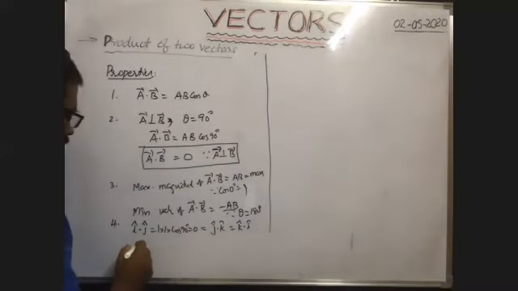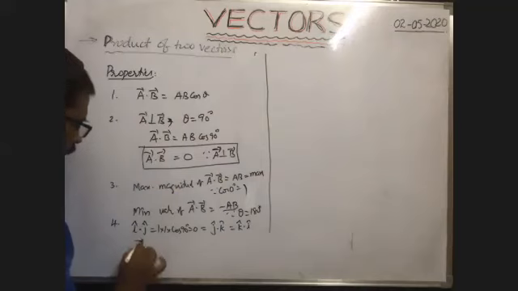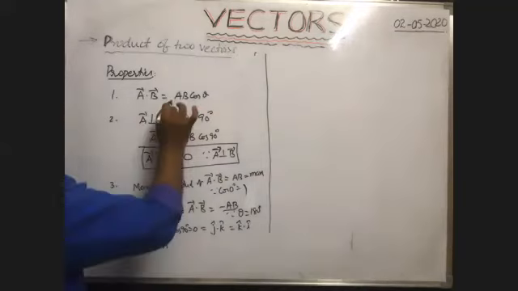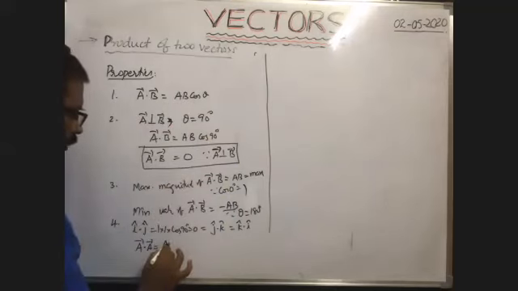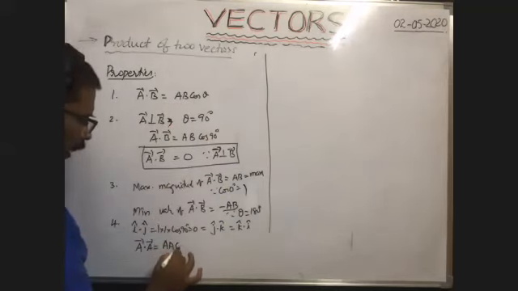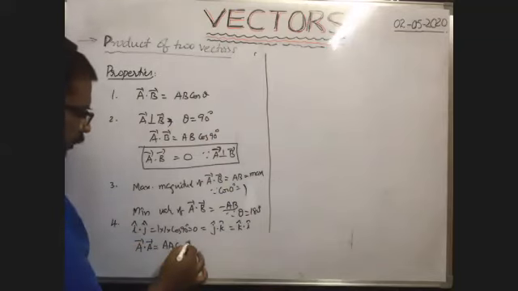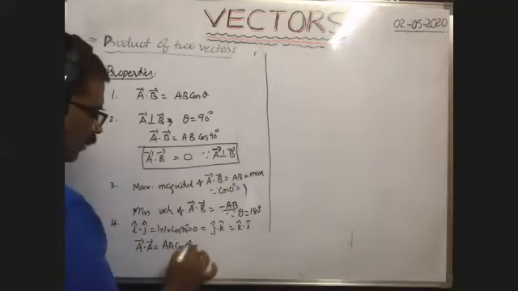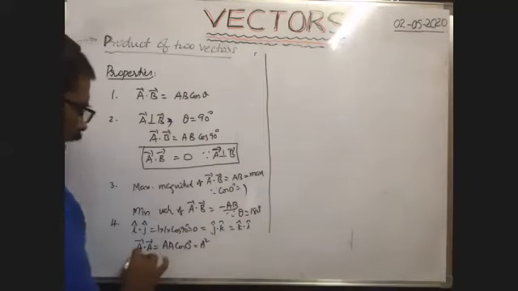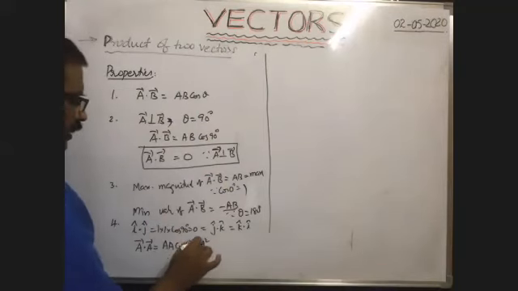Dot product between similar unit vectors means, suppose you take a bar dot a bar. A bar dot a bar is equal to, according to this formula, a into a only into cos theta. As it is a bar, both lie in the same direction. That's why angle between them is 0. Cos 0 is 1. So a into a is a square. So dot product between two similar vectors is equal to a square.